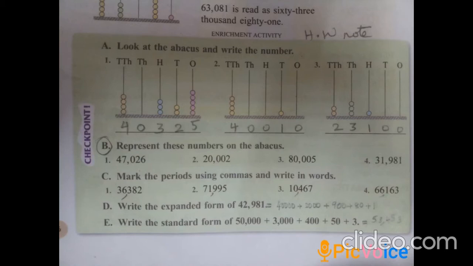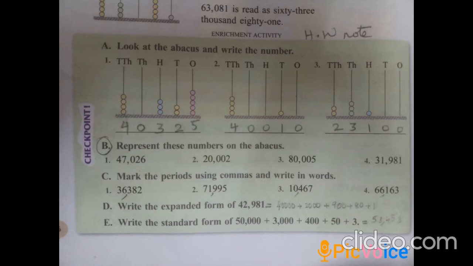Coming to the B question. B1, represent these numbers on the abacus. They have given the number. We are going to draw the abacus. Using your ruler, write the place value chart and draw the abacus neatly and draw the beads. In the ones place you have to draw 6 beads. Tens place 2 beads. Hundreds place no beads. Thousands place 7 beads. And ten thousands place 4 beads. Similarly, you can do the second, third and fourth sums.